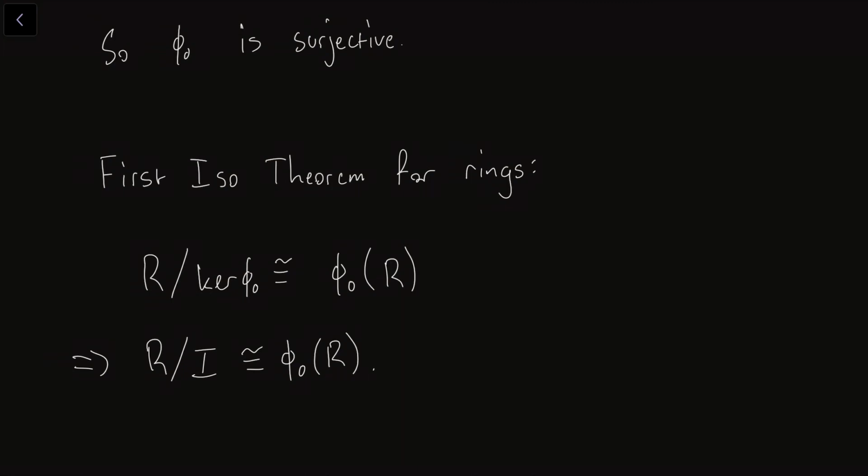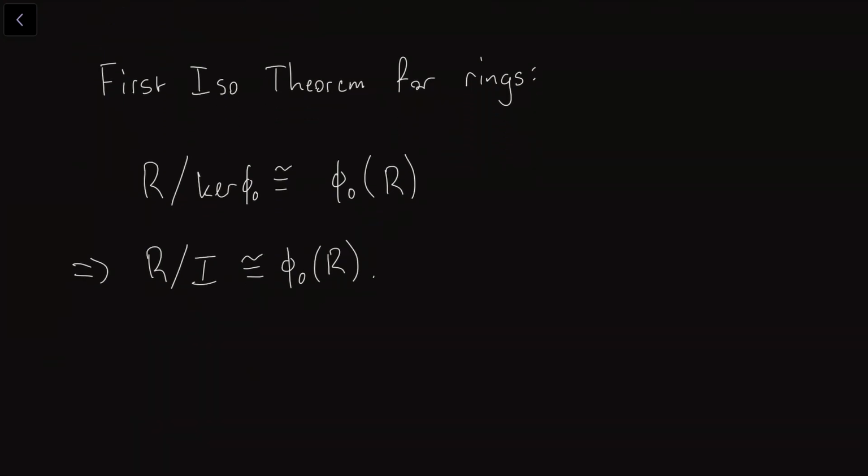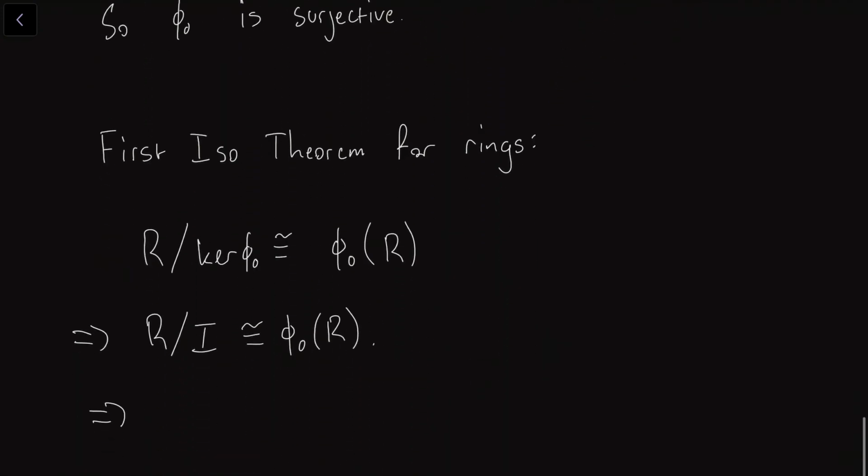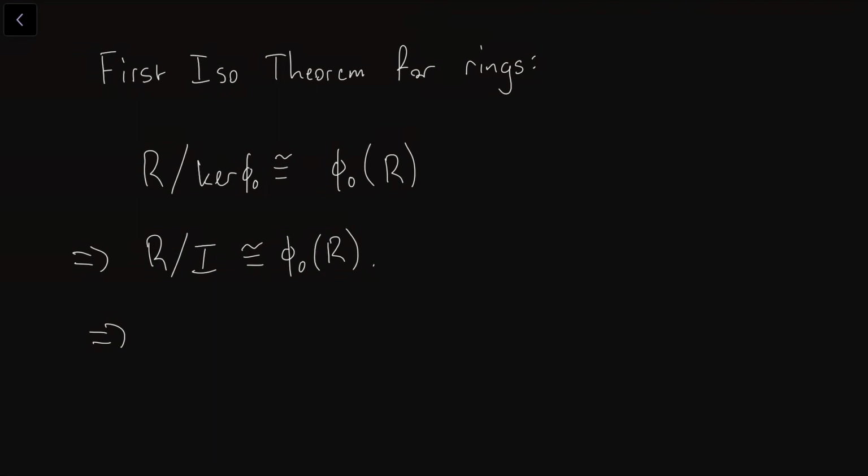But what is the image of R? Well, it's the entire codomain because phi sub 0 is surjective. So we spent all that time showing that phi sub 0 is surjective. And what is the codomain of phi sub 0? Well, it's the real numbers. So R mod I is isomorphic to the real numbers.